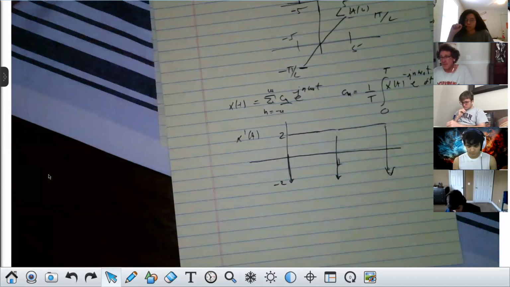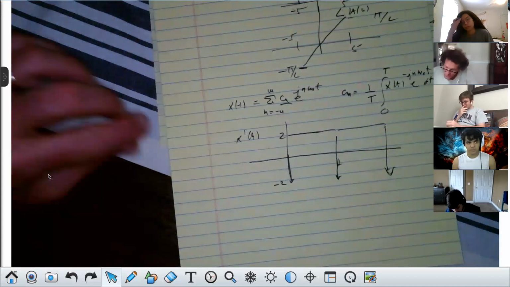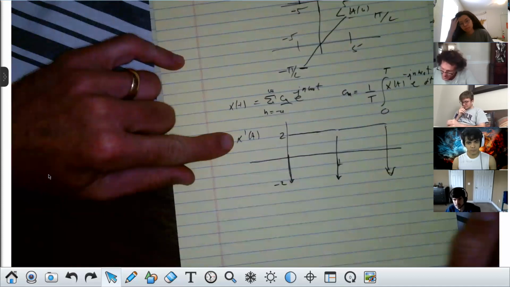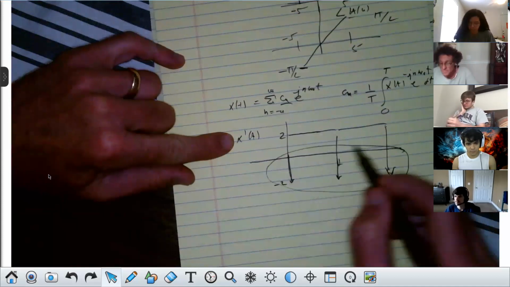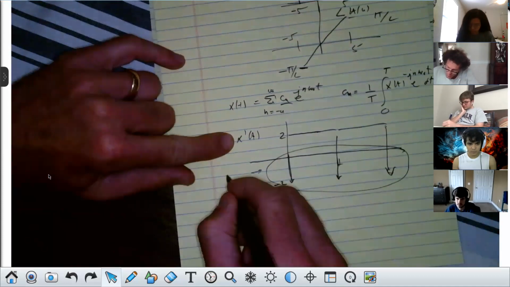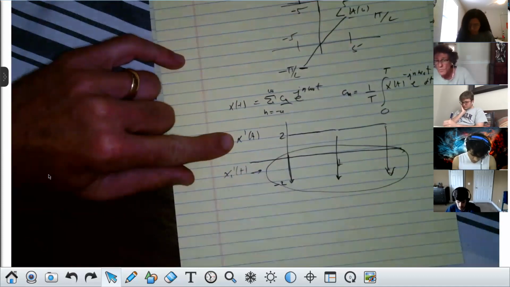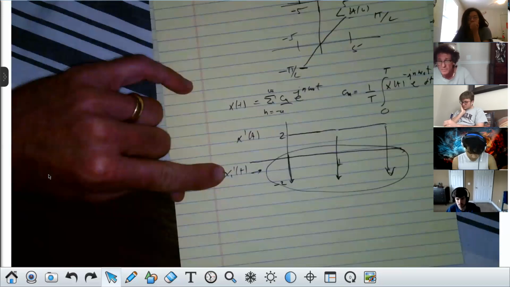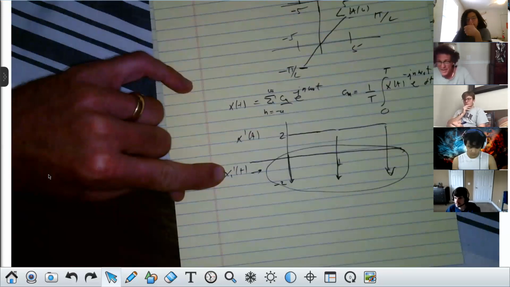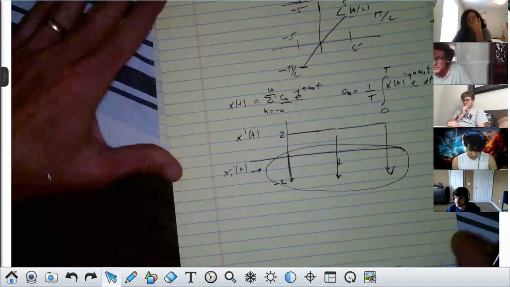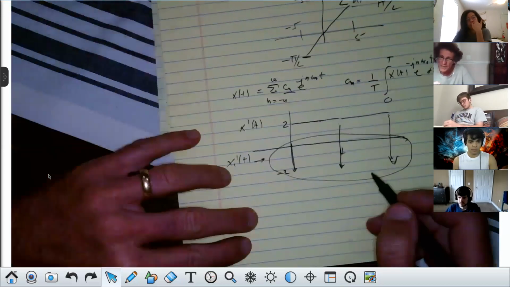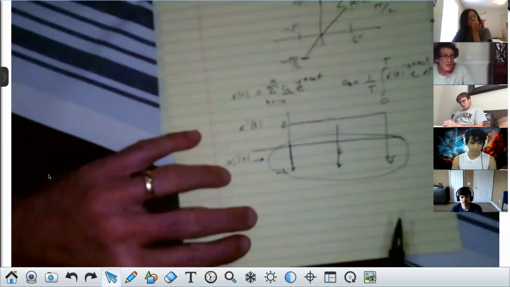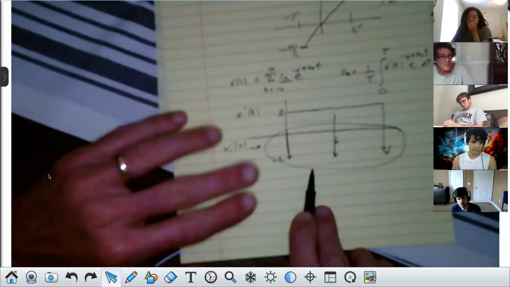Now, at this point, that's one derivative, right? I have a series of delta functions. So I'll call this my x1 prime of t. I want to get the coefficient c of n that is associated with that x1 prime of t. Is everybody with me on this? I'm trying my best to make sure you see me. And if I go too fast, stop me.